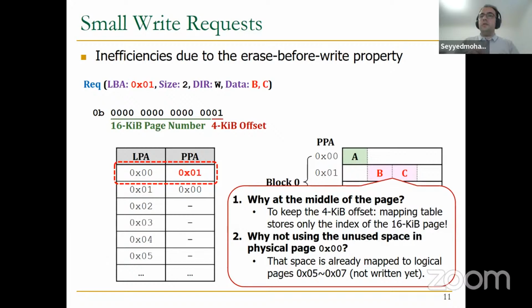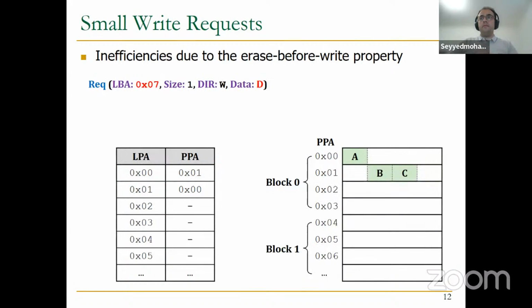So why couldn't we use the free slots in physical page address 0? Because we already mapped that physical page address to addresses 4 to 7, right? For addresses 4 to 7, the logical page number is 1, and then the offset is from 0 to 3. So we already mapped that in our mapping table, so we cannot use that. Is that clear so far? Okay, yeah. Great.